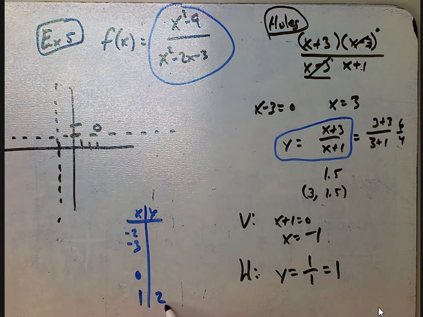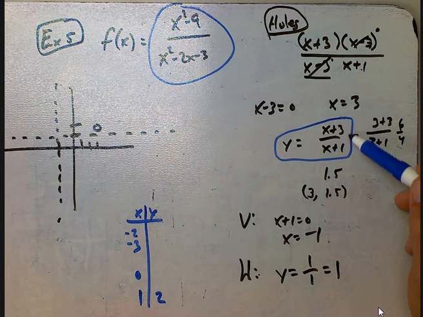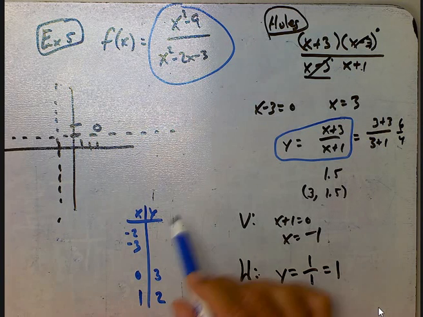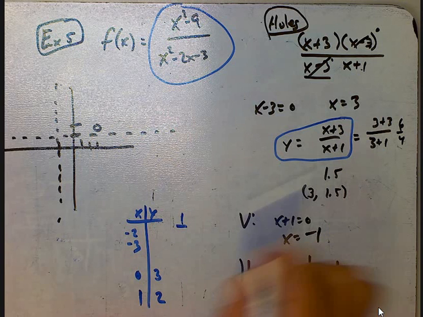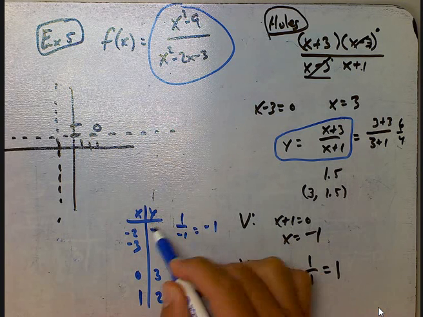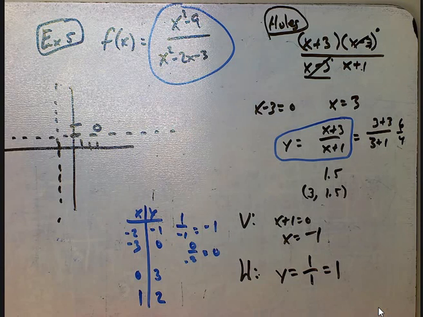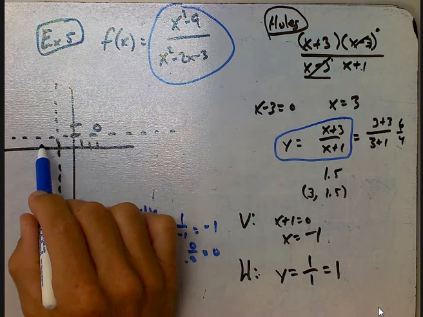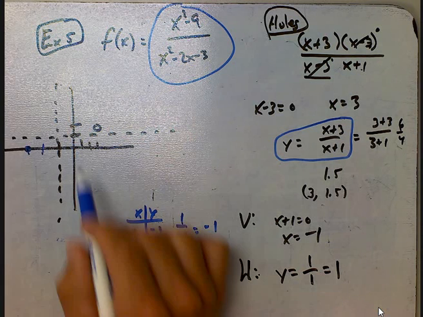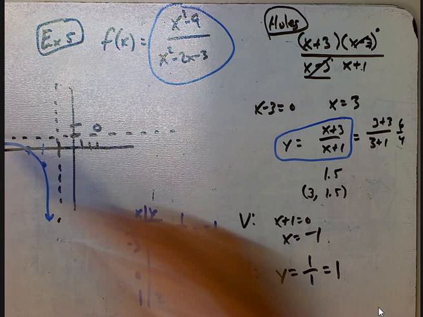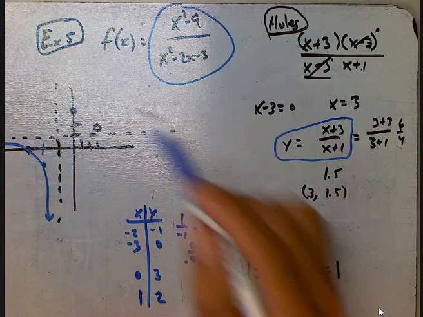When I put in 0, 0 plus 3 is 3, 0 plus 1 is 1, 3 divided by 1 is 3. When I put in negative 2, I'll get 1 over negative 1, which is negative 1. And when I put in negative 3, it'll give me 0 over 2, which is 0. So I have negative 3 comma 0, and negative 2, negative 1. So that curve looks like this. And then 0, 3, and then 1, 2.